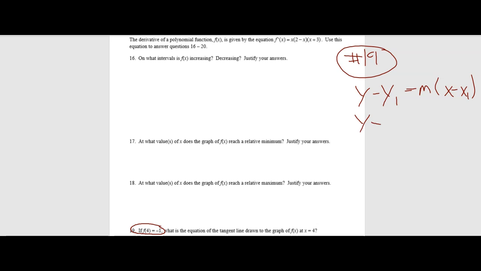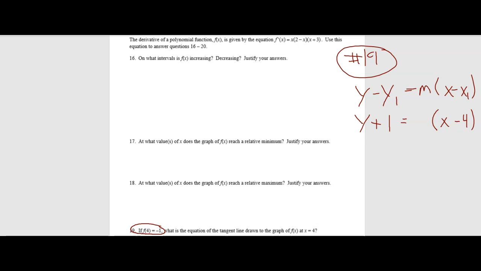So again, this is going to be our work for number 19. If they're asking us to write the equation of a tangent line, we're just going to start with point slope form. y minus y1 is equal to m times the quantity x minus x1. Our x1 and y1 are given because they tell us that f of 4 is negative 1. So y minus negative 1, which will be y plus 1, is equal to m times the quantity x minus 4. Now we still need to figure out what that m is.